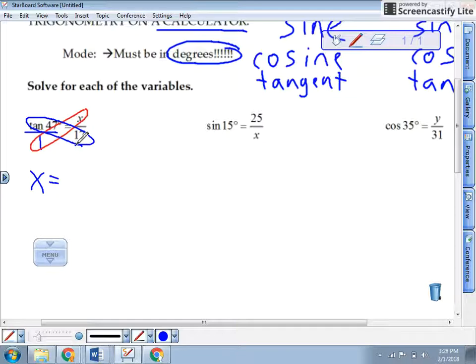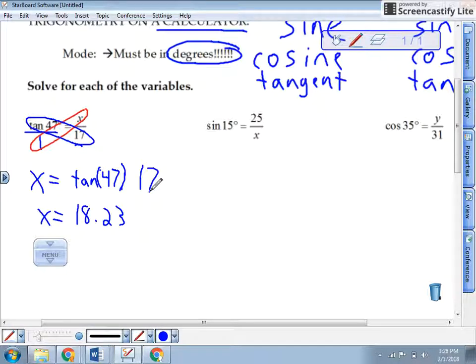In your calculator, you do tangent of 47, and then you multiply that by 17. It'll look like this: tan 47 times 17. When you plug it in just like that, you should get your answer of x equals 18.23. So again, there it is: tangent 47 times 17.